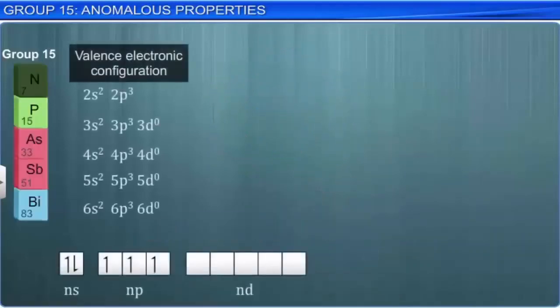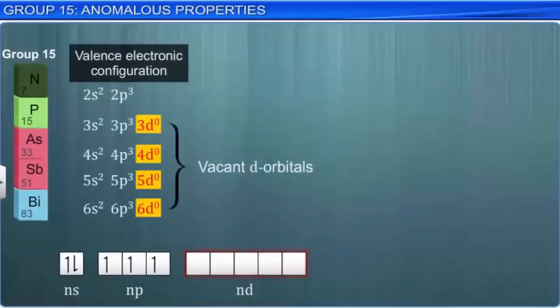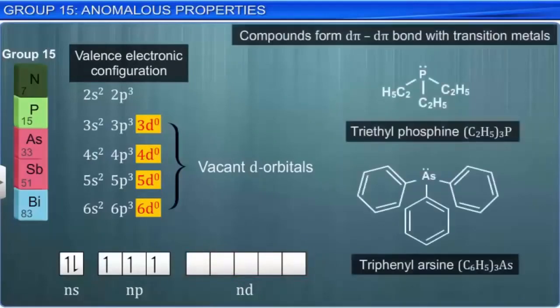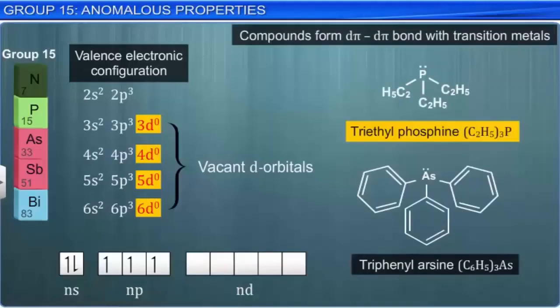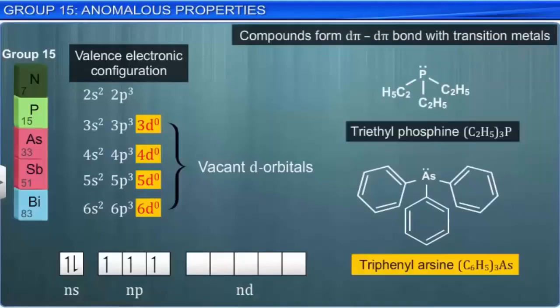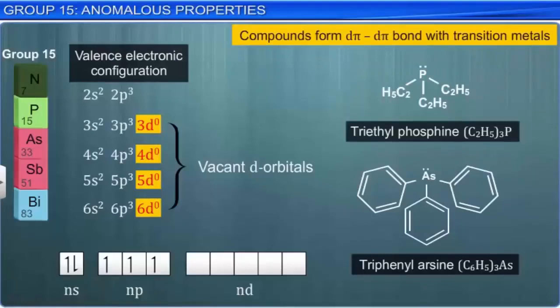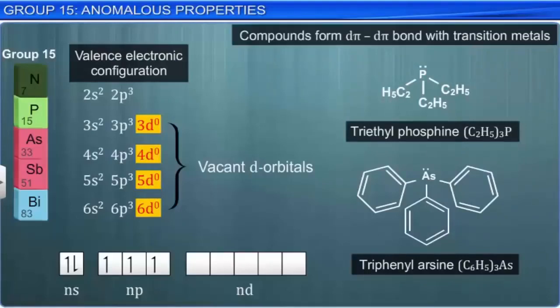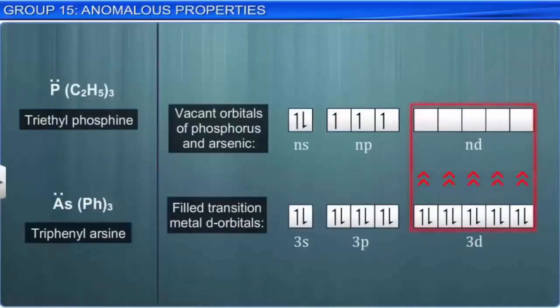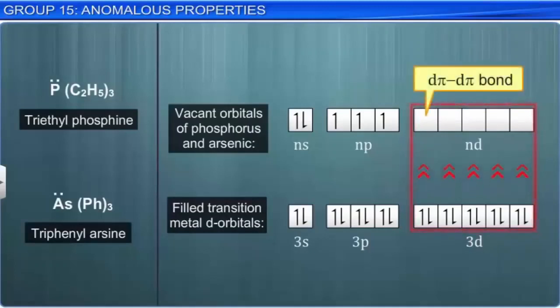Due to the availability of vacant d orbitals in the remaining elements of group 15, compounds of these elements, such as triethylphosphine and triphenylarsine, form d-pi, d-pi bonds with transition elements. Vacant d orbitals present in the phosphorus and arsenic of triethylphosphine and triphenylarsine accept electron density from filled transition metal d orbitals and form d-pi, d-pi bonds as shown here.